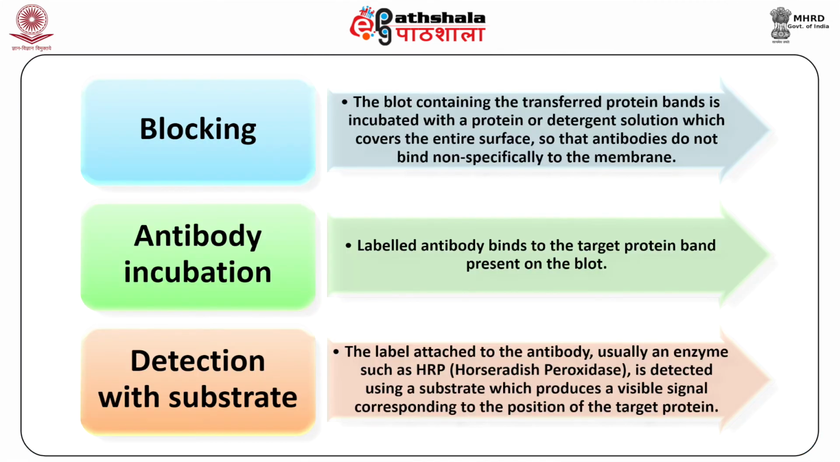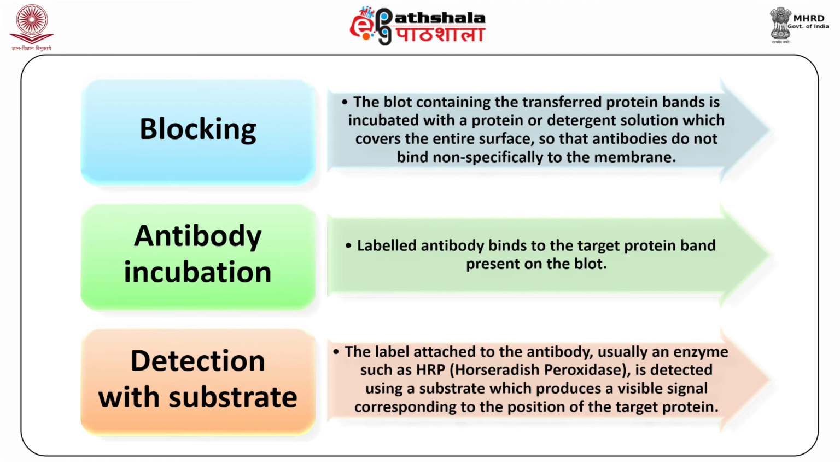Immunodetection. After the blotting process, the target protein will be identified by applying properly matched and labeled antibodies. The typical immunodetection stage comprises a few basic stages. Blocking. The blot containing the transferred protein bands is incubated with a protein or detergent solution which covers the entire surface so that antibodies do not bind non-specifically to the membrane.